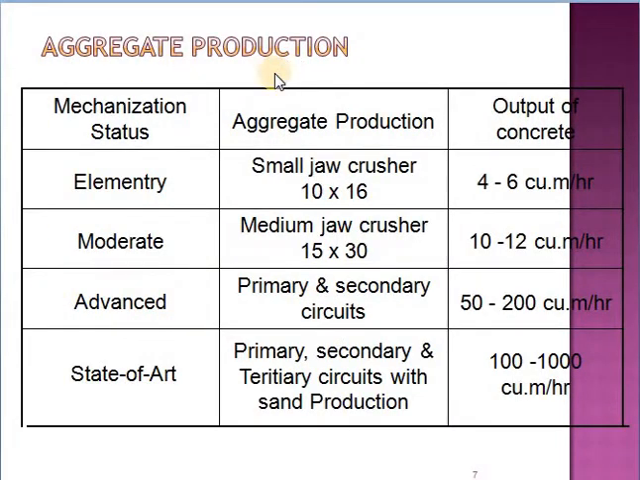Aggregate production, how it will be done. Mechanization status, aggregate production and output. For elementary, a small jaw crusher 10 by 16, production is 4 to 6 cubic meters per hour. Moderate, a medium jaw crusher 15 by 30, then 10 to 20 cubic meters per hour. Advanced, primary and secondary circuits, 50 to 200 cubic meters per hour. State of the art, primary, secondary and tertiary circuits with stand production, 100 to 1000 cubic meters per hour. So depending upon the status, the aggregate production and the output of concrete will be done.